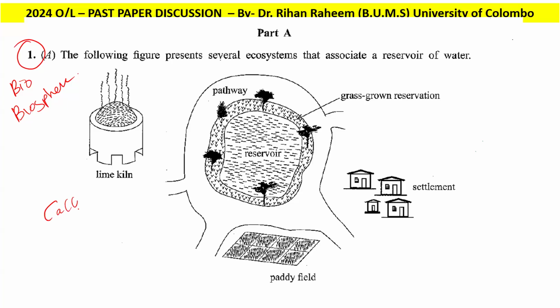So calcium carbonate is normally heated to obtain calcium oxide and carbon dioxide in this lime kiln. This is the old one where they put firewood and burn it. Okay, so here there is a pathway, a reservation, and then there is a reservoir, a settlement, and a paddy field. We'll see what they're trying to say.